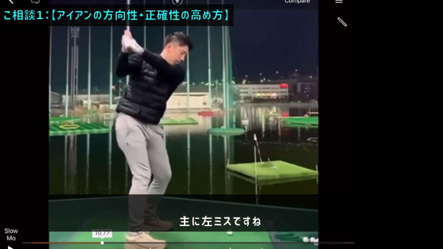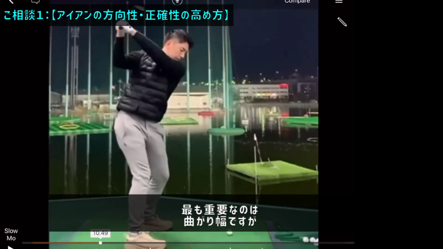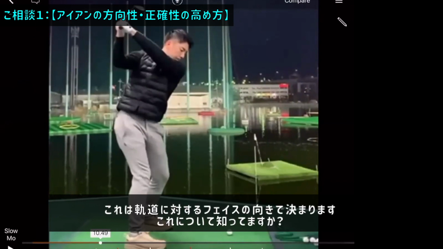Okay, but mainly a left miss. So one of the things, well, the most important thing when we're talking about deviation of curvature is going to be face angle relative to club path. So does he have any understanding or has he heard of that before?